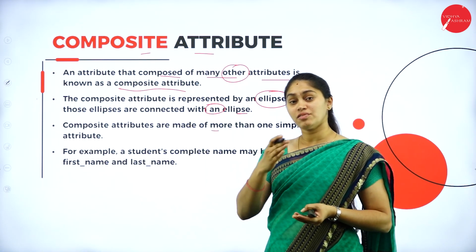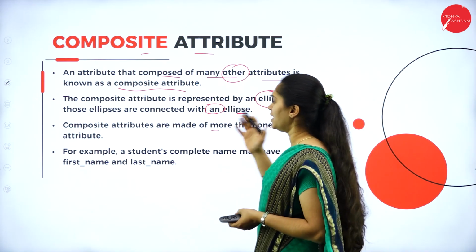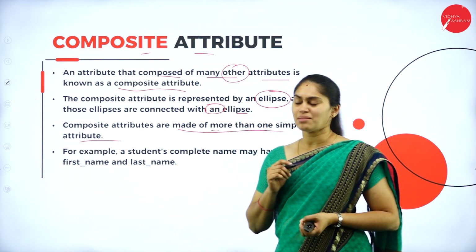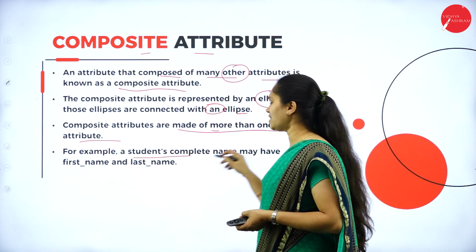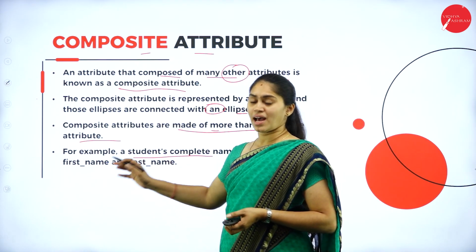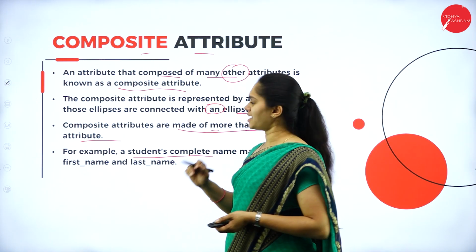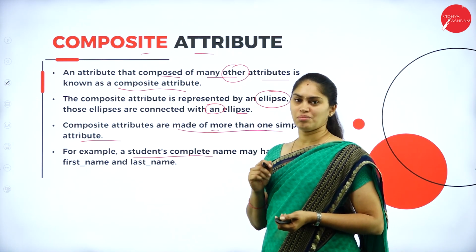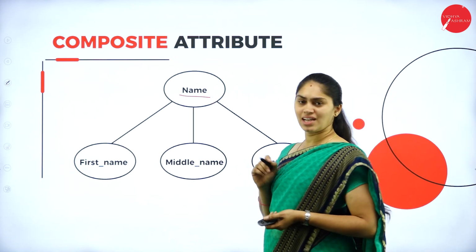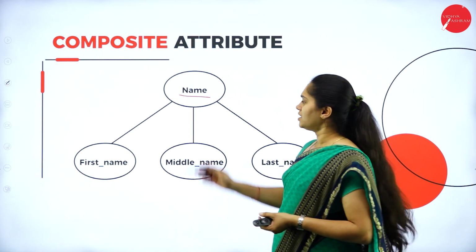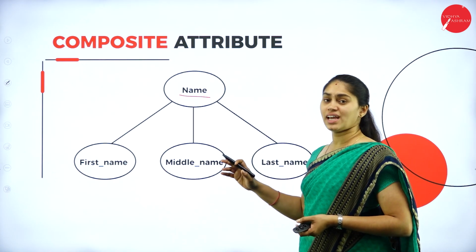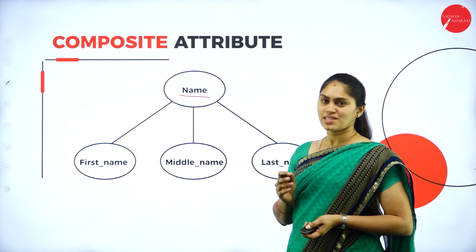Then it comprises parts which can be further divided. Here it is made up of more than one simple attribute. So what will be the example for this composite attribute? You can take a student's complete name. That may comprise the student's first name, middle name as well as last name. Then we can say that kind of attribute is considered as what? Composite attribute. Here you can see that we have a name. Name is itself an attribute. That attribute is further divided into first name, middle name, last name. Then we can say this kind of attribute is a composite attribute.